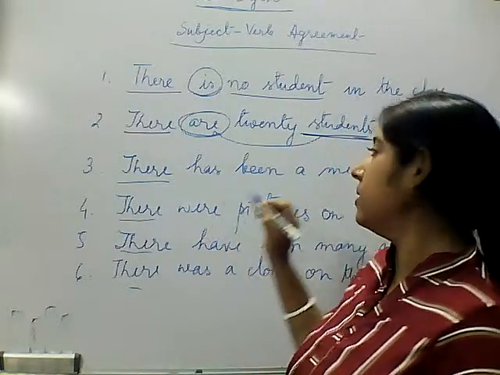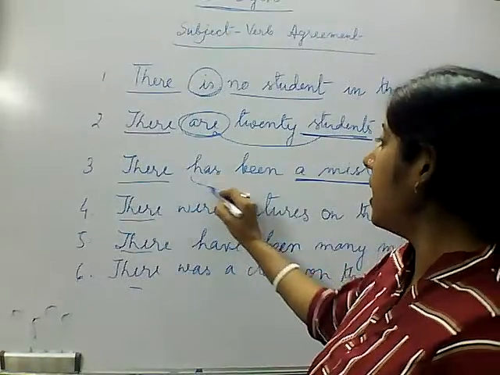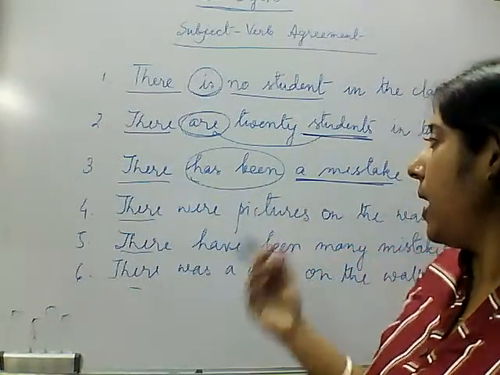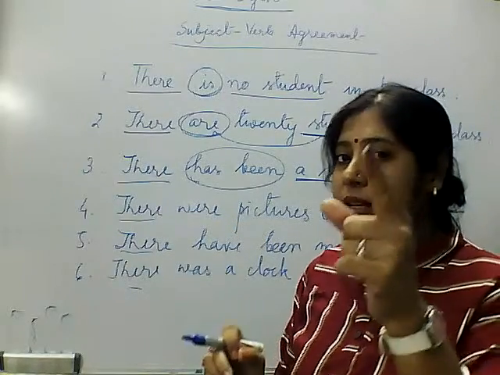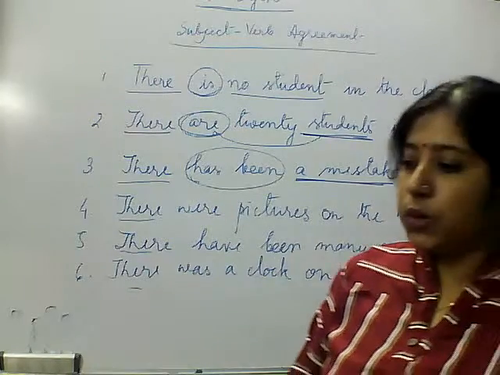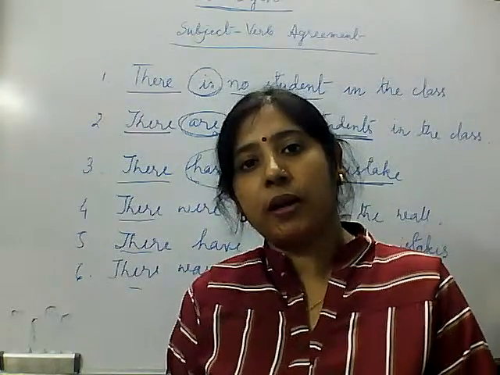Next is, "There has been a mistake." How many mistakes? It is talking about a mistake, singular. So this is "has been", following a singular verb. Next one, now you can easily identify. Can you write it immediately? Just write down: "There are pictures on the wall." It is of course plural, and why is it written "are"?